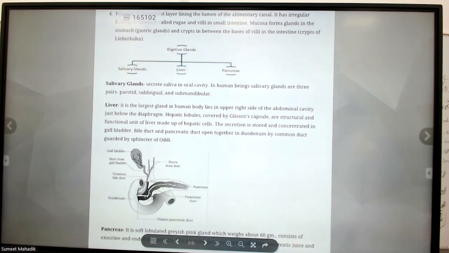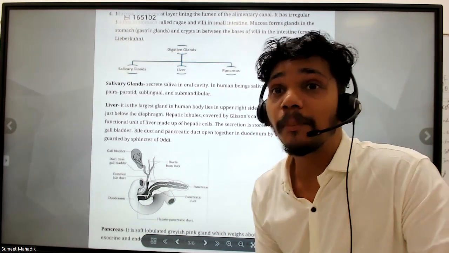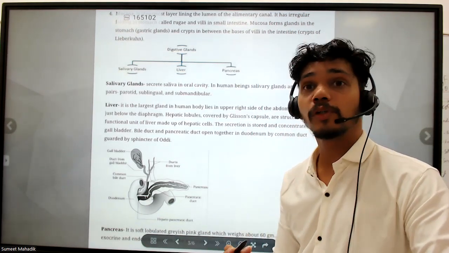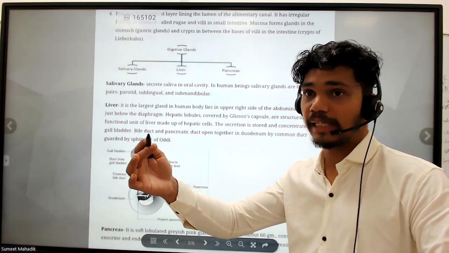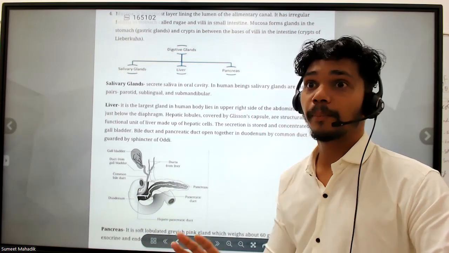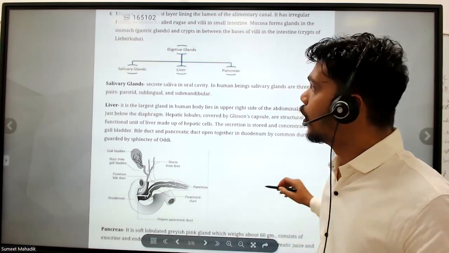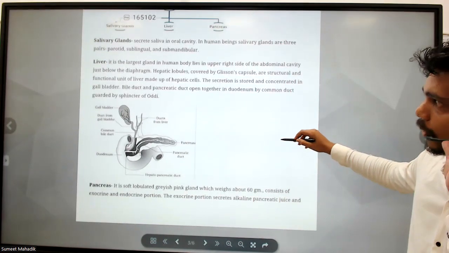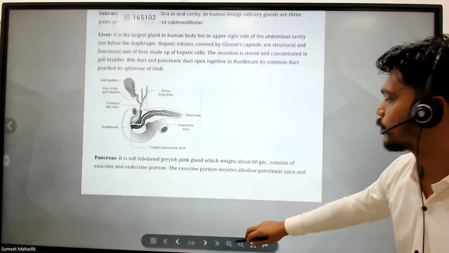The salivary gland is only responsible for secretion of salivary amylase, which leads to the digestion of what? Starch. Digestion has just started, not yet completed, right? Not yet completed, just beginning. So the liver, we just talked about that, right? Now let's move further.